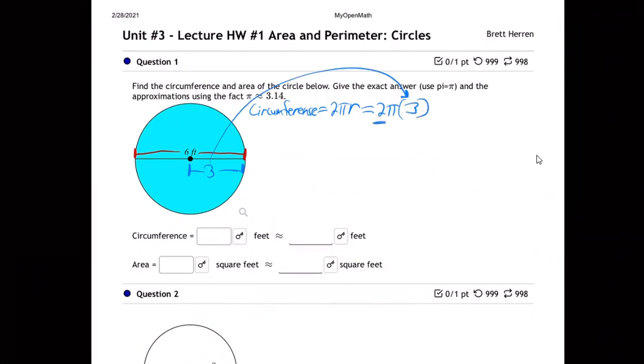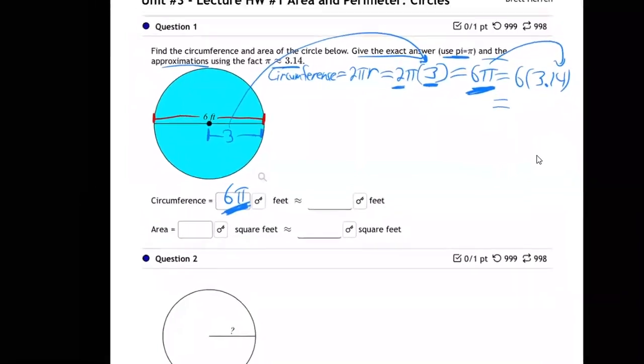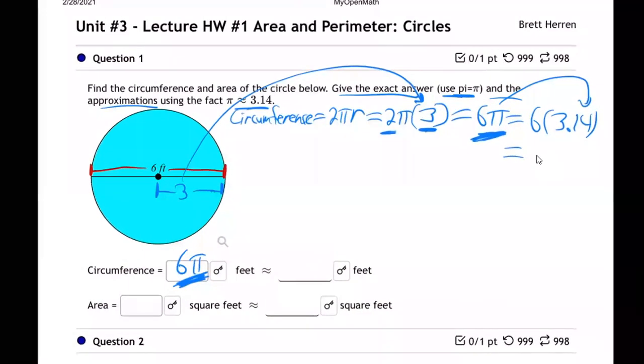Now the 2 and the 3, you can multiply those without doing the pi. You can just put those together. It doesn't matter that the pi is between them. You can change the order of multiplication. So 6 pi, that answer goes right here. See how they want you to give the exact answer with pi first, and then the approximation. So first off, I gave the 6 pi answer right here. Did that. And then they want you to plug in the 3.14 for pi, as they tell you right here.